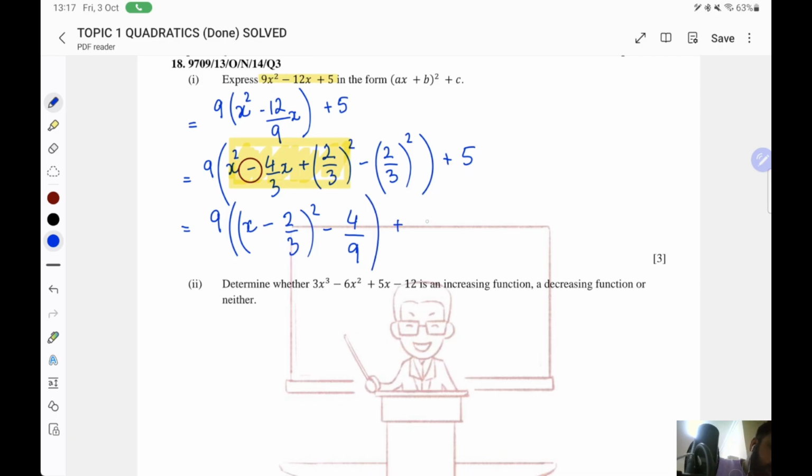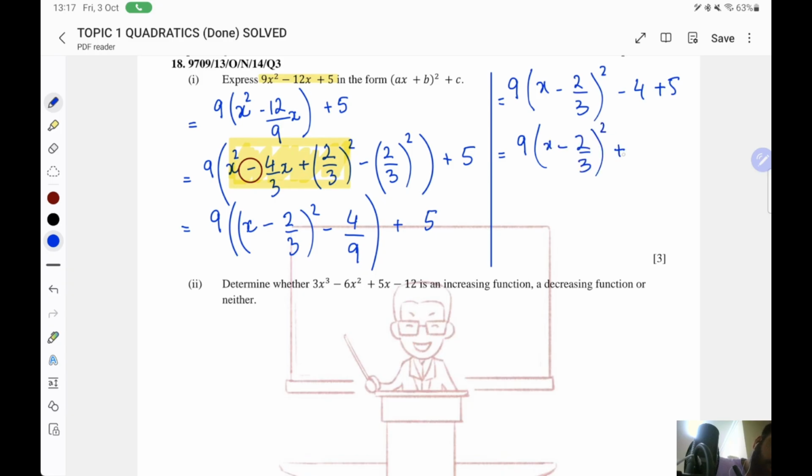After that, we will multiply the 9 with the brackets. Within the bracket, it will be 9 bracket x minus (2 by 3) whole square minus 4 plus 5. So we will further simplify. It will be 9 bracket x minus (2 by 3) whole square plus 1.